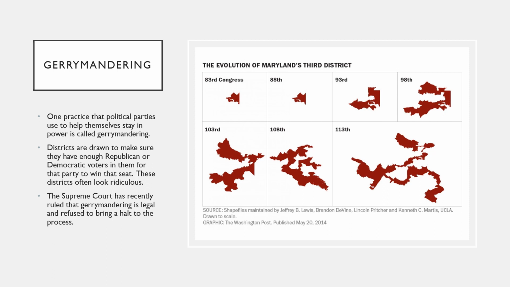Both parties do this. You can see some of these weird districts out of Maryland, and this is just one example. We could go to any state and do this, but you can see how some of these districts are way weird looking. They cross and zigzag and do all kind of crazy things. And the purpose, of course, is to make sure that the party, whoever's drawing the districts, gets more power.